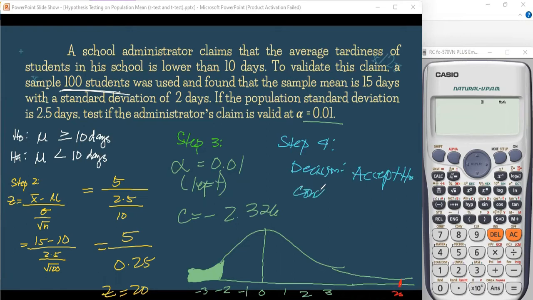And our conclusion now, in our worded notation, is that the average, okay, before we conclude, let us first arrange everything.